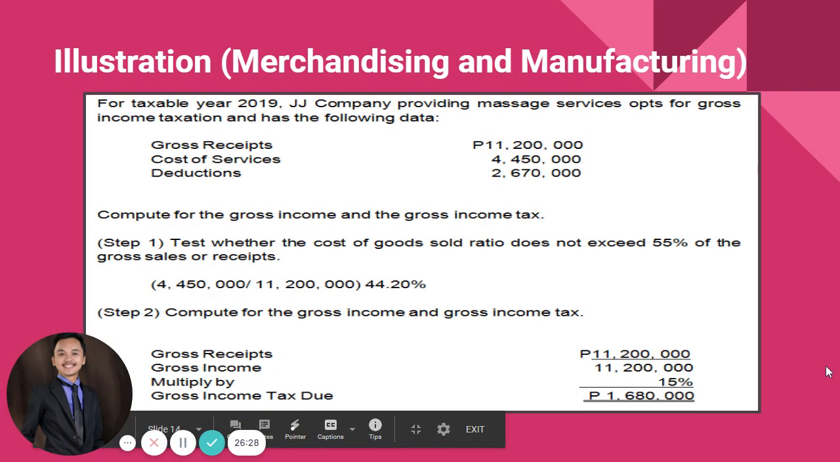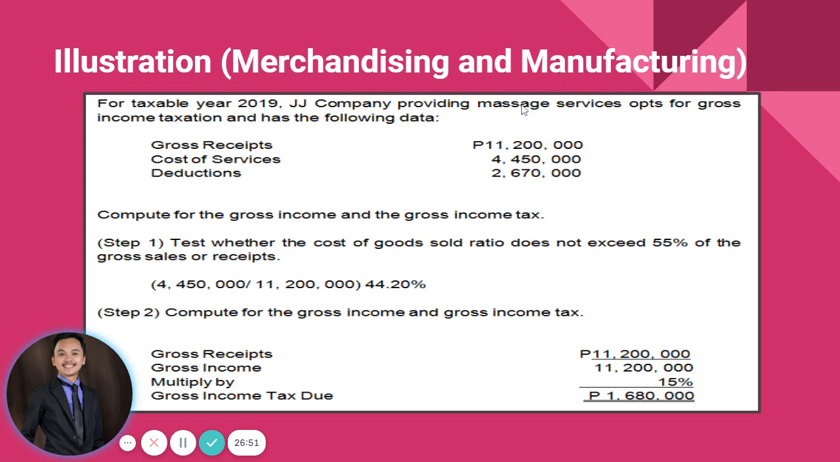Okay? Now, let's proceed. What if, okay, this time, forgive me for not editing this, guys. This should be an illustration for service industry. Okay? Service industry, massage services. This should not be merchandising and manufacturing. This should be for service industry.